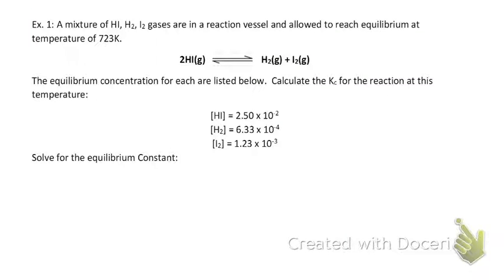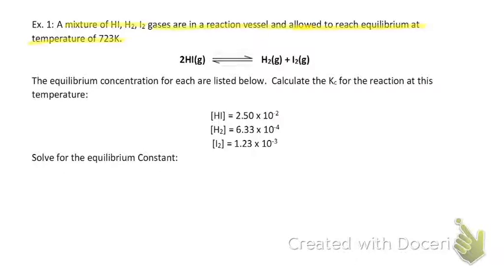All right, so what we're going to do now is actually put some math into this. We're going to figure out how we can calculate Kc given some concentrations at equilibrium. So we have a problem in your notes, and it basically reads that a mixture of HI, H2, and I2 gas are in a reaction vessel, and they're going to be allowed to reach equilibrium at a temperature of 723 Kelvin.